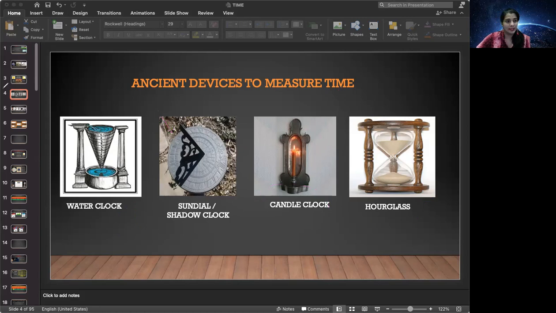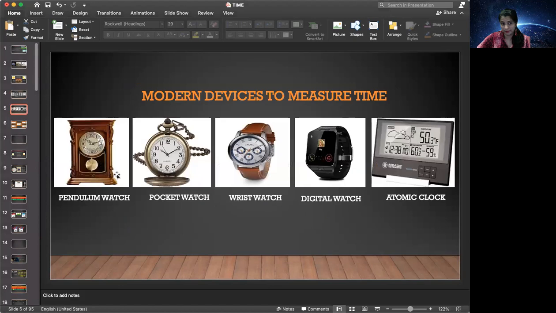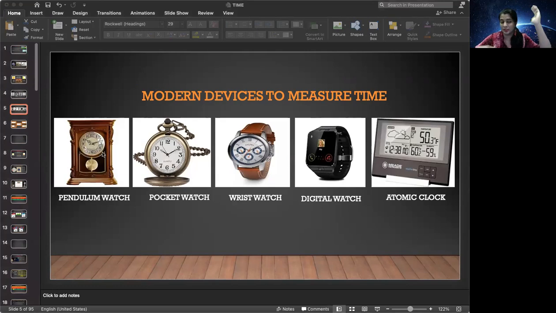And what about modern then? What about the modern devices? Over here, you see that we have something called the pendulum clock or the pendulum watch. Some of you might see slightly taller structures. We call them grandfather or grandmother clocks. And the word pendulum means this little thing that's swinging from left to right.